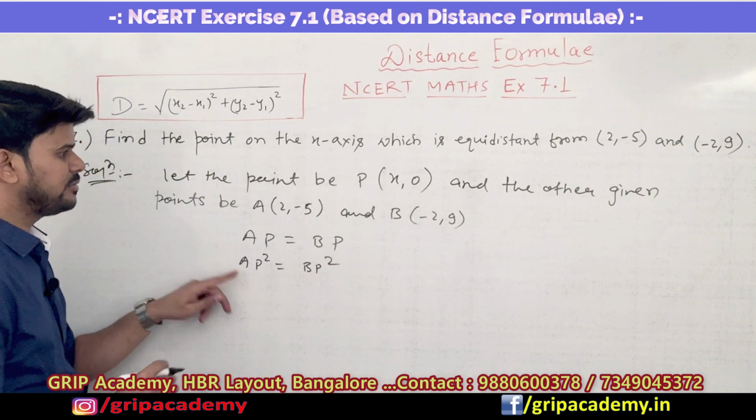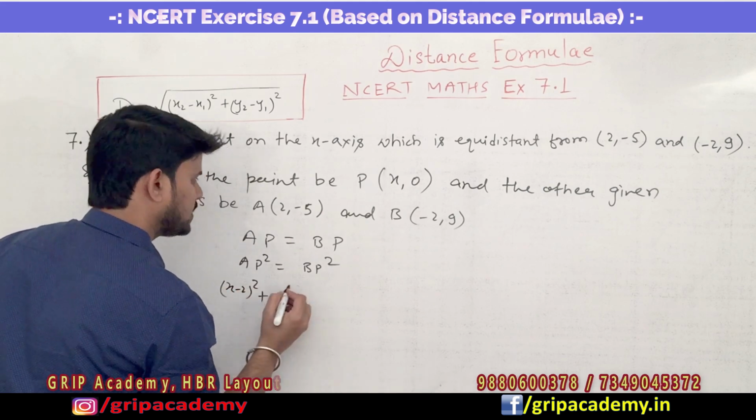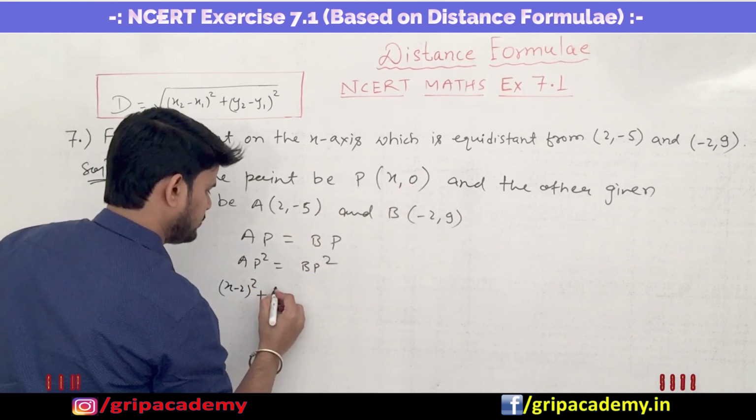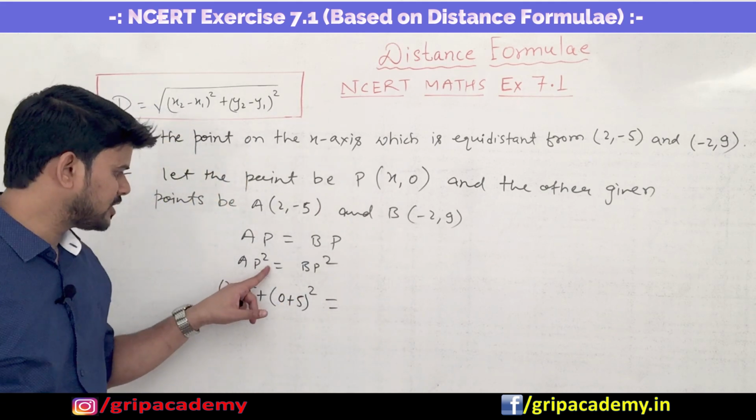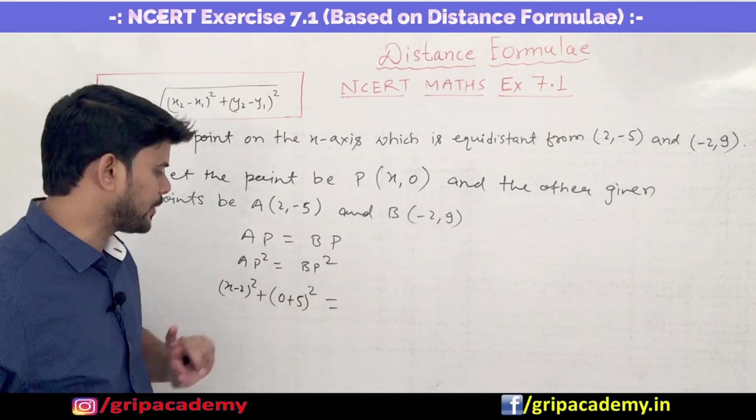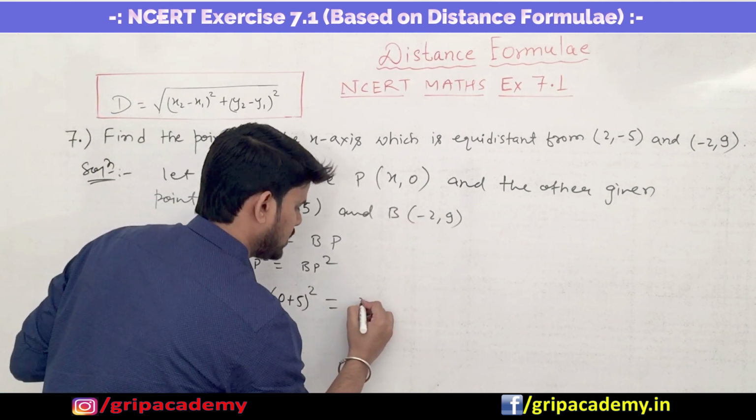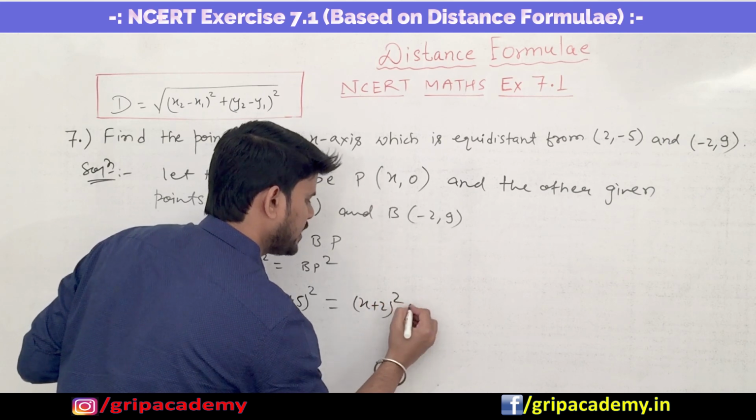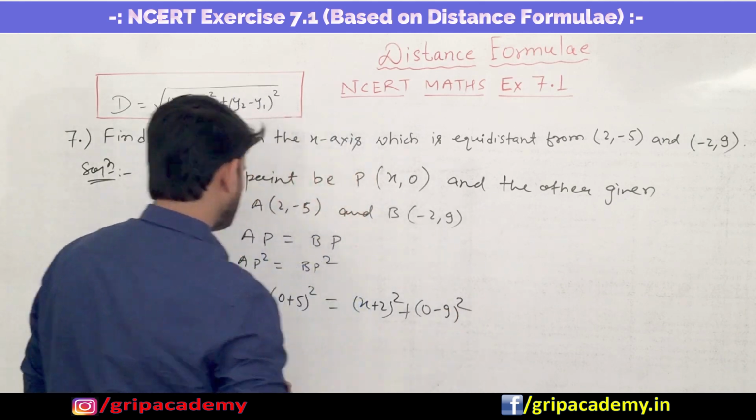Now AP square will be how much? (x - 2) whole square plus (0 - (-5)), so (0 + 5) whole square, equals to, because of the square I am not writing under root here. BP square: (x - (-2)), that is (x + 2) whole square plus (0 - 9) whole square. So how much will we get?